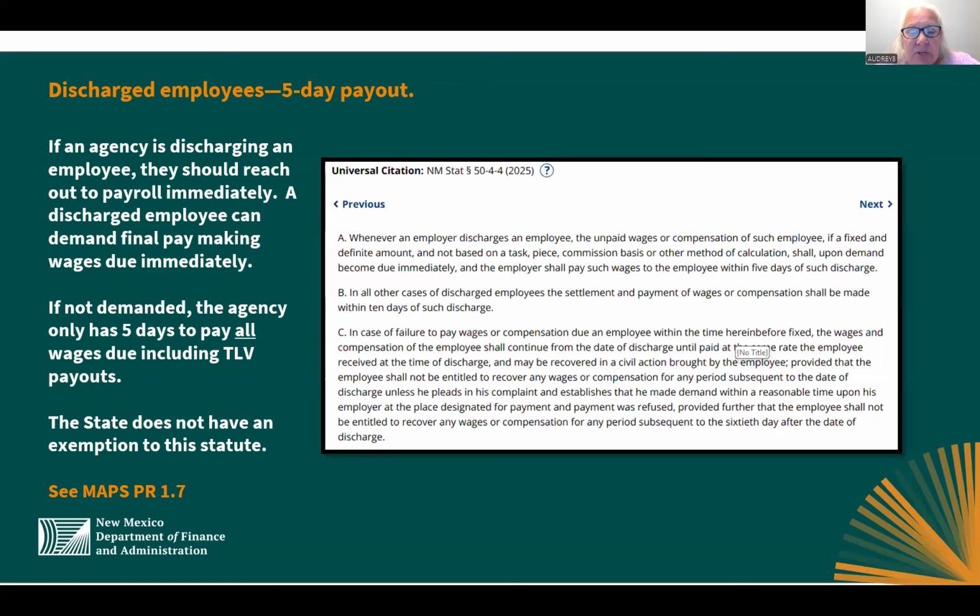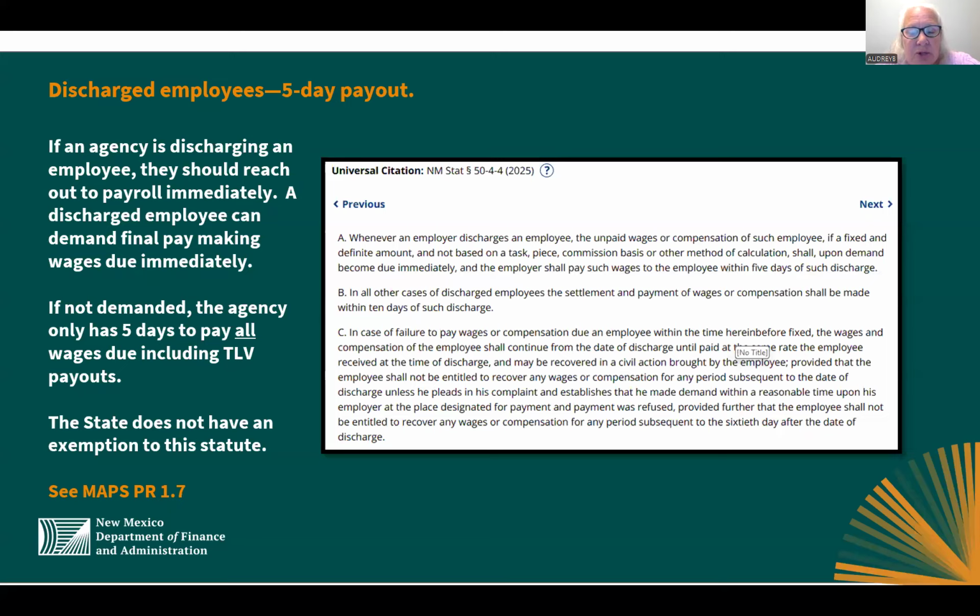Zach is asking, would DFA be willing to mail out a check on behalf of agencies? No. DFA does not mail out checks on behalf of agencies because most of the time, we don't know whether those checks require signing off that the employee has received them, or if you just hand them to the employee. We do not take the responsibility for ensuring that you have delivered your checks to your employees.